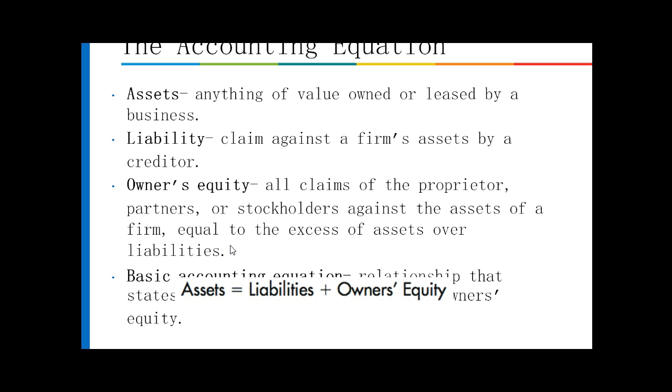So a liability is a claim against the firm's assets by a creditor, and equity is a claim on the assets by the partners or stockholders of a company. The basic accounting equation just gives you an idea of the relationship: assets are going to include both the liabilities and the equity of that firm. Double entry accounting does allow you this.